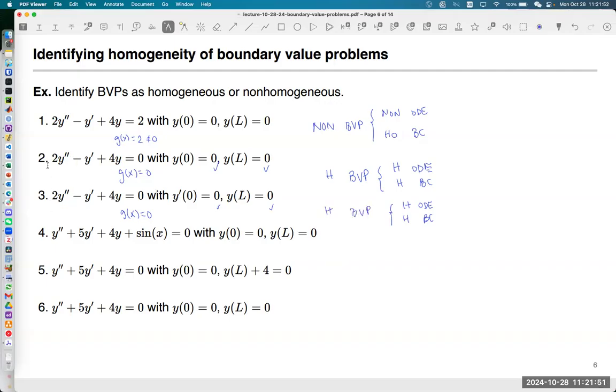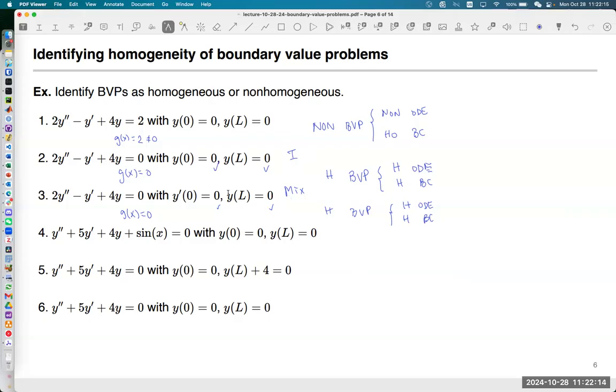So compare and contrast 2 and 3. Even though we have different types of boundary conditions, so this is original functions, type 1, and this is first derivative, original function, mixed. Regardless of their types, if they're all equal to 0, they're homogeneous. So it doesn't matter what type they are.